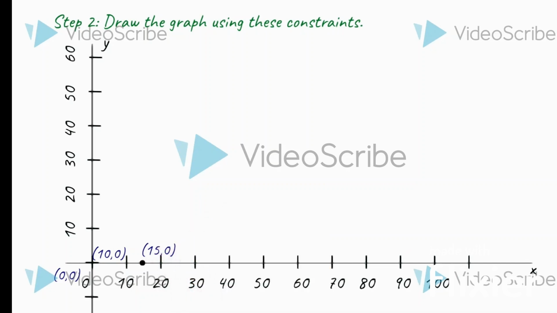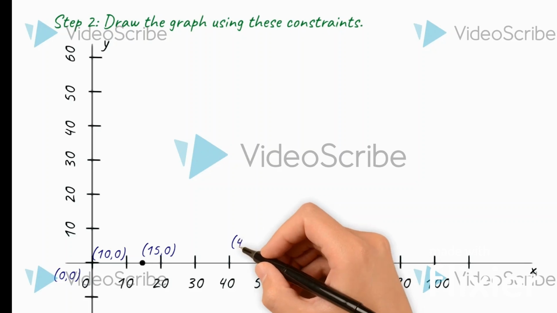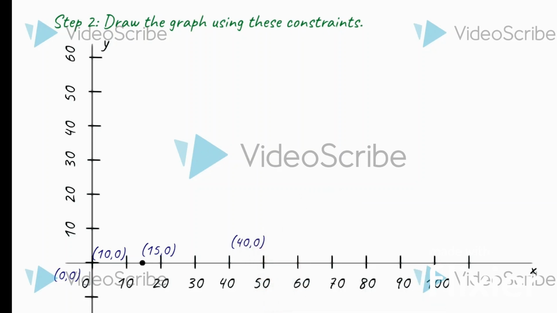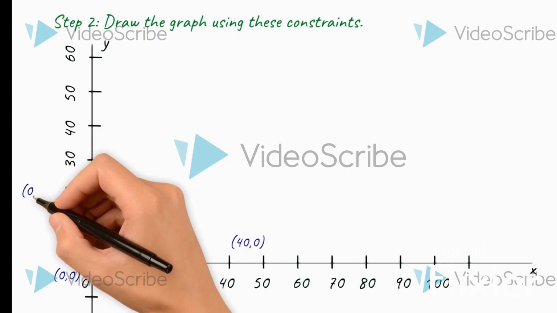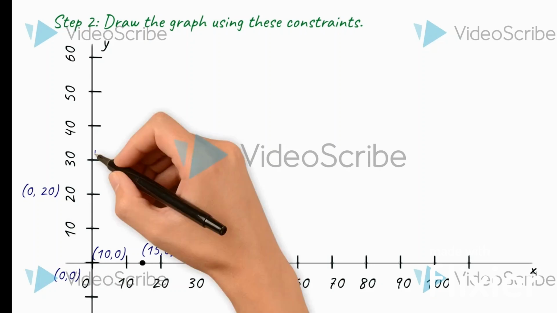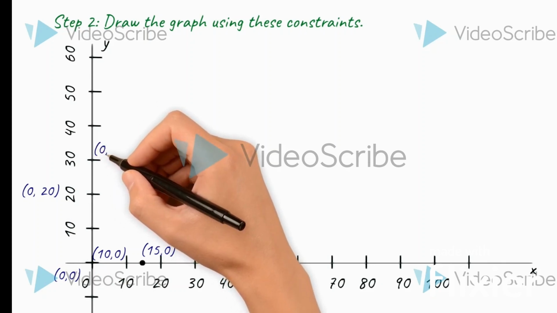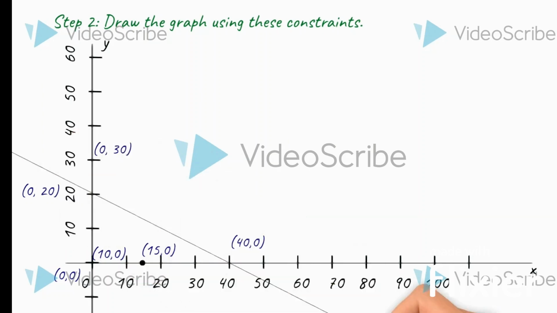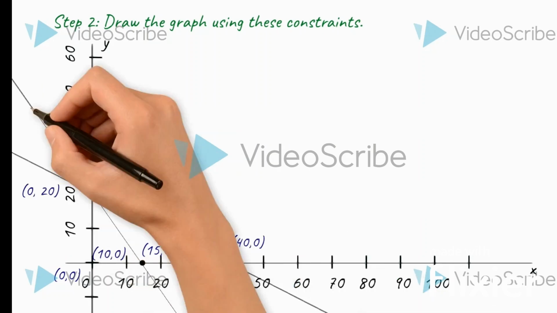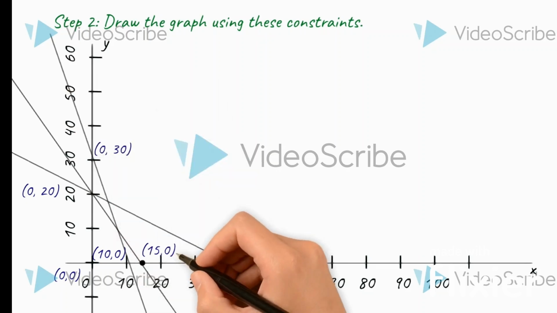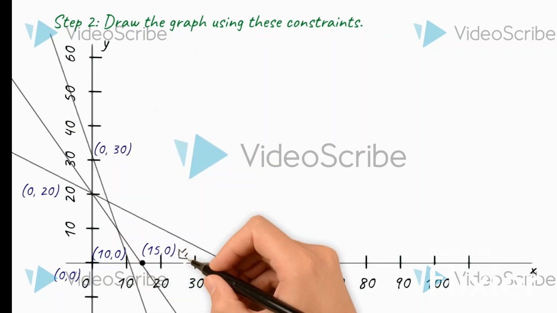So the points we got were 10, comma 0, 15, comma 0, 40, comma 0, and then 0, comma 20, 0, comma 30. And finally, we need to draw. We have a common point 0 comma 20 which lies on two lines, so we have only 5 points. And now we draw the lines.